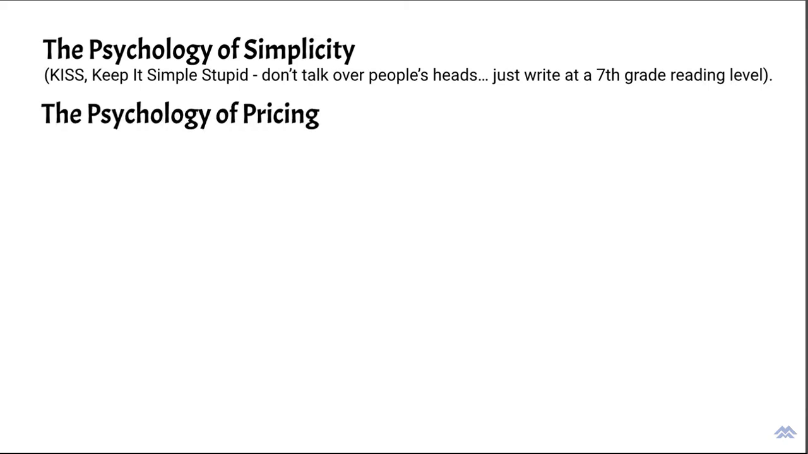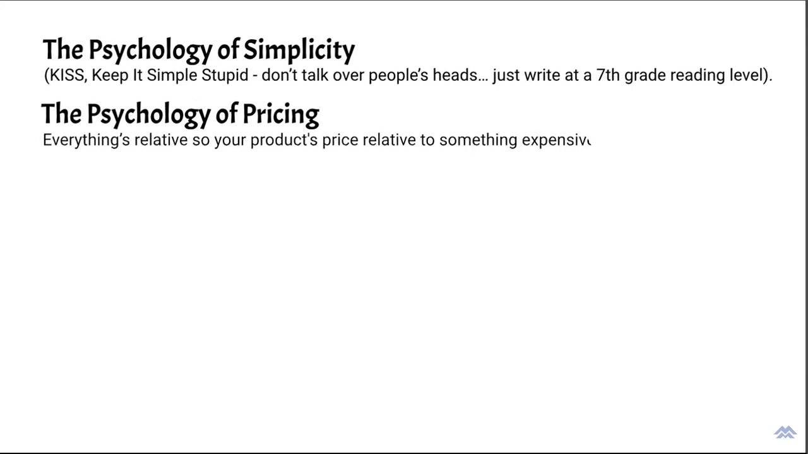Number 2, the psychology of pricing. Everything's relative, so your product's price relative to something expensive makes your product seem less expensive. Quick analogy, if you push a refrigerator and then push a chair, the chair feels extremely light. But if you push the chair first and then go to push the refrigerator, it seems extremely heavy. So it's perspective here, and that's a little pricing psychology where they see a bigger price next to a smaller price. It makes the smaller price seem like a lot better deal.